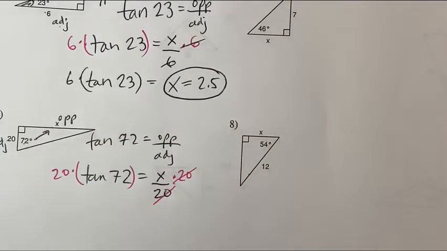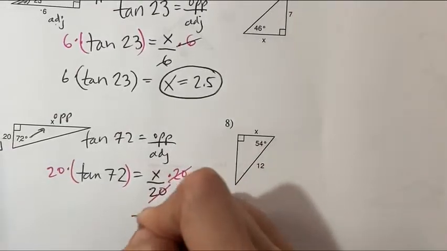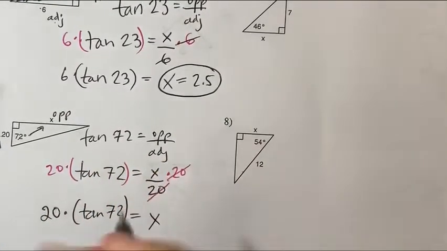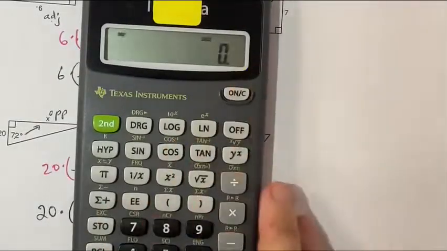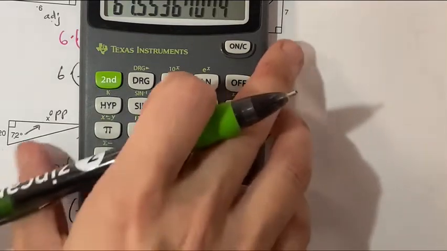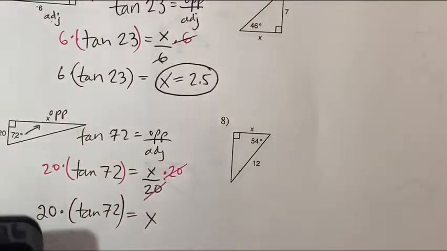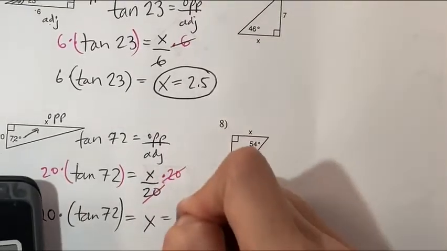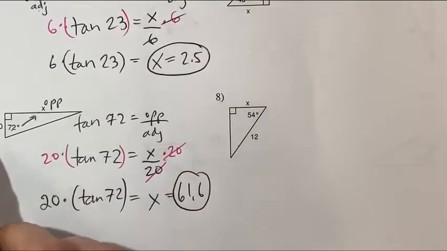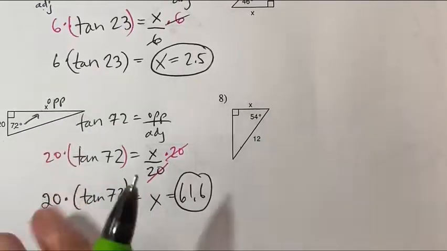And multiply 20 on both sides. We get x is equal to 20 times the tangent of 72. 20 times 72 tangent, enter, 61.6. Okay, that kind of makes sense because that's 20, and this one looks quite a bit longer than 20.